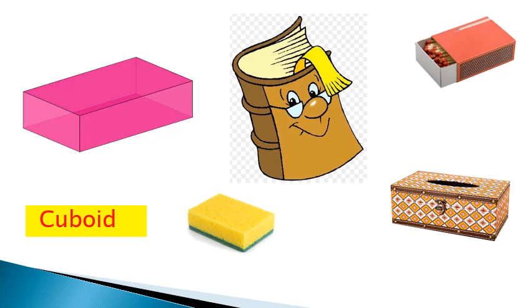And the last one, the sponge. Look at this sponge. It's like a cuboid. You can find cuboids in anything around you. Search and you will find cuboids around us.